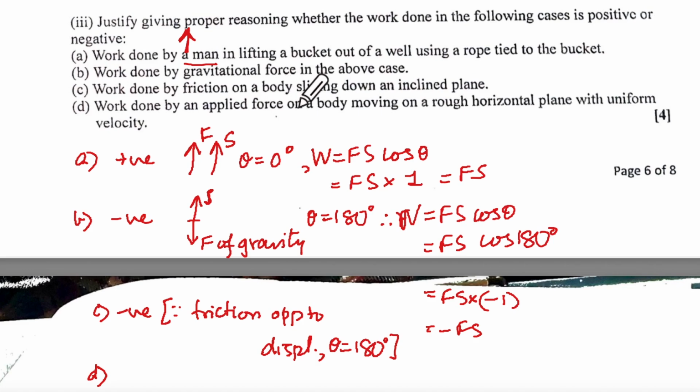Work done by an applied force on a body moving through a rough horizontal plane with uniform velocity. Now, when it is a rough horizontal plane, and this is the applied force, with uniform velocity. Positive. It will be positive because displacement is also going to be in this direction. So it is positive since both will be in the same direction.